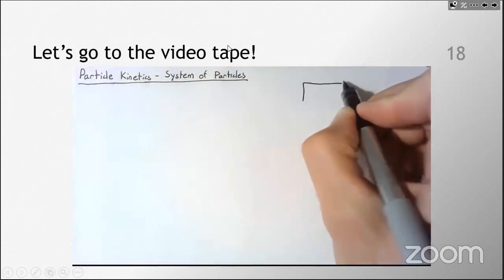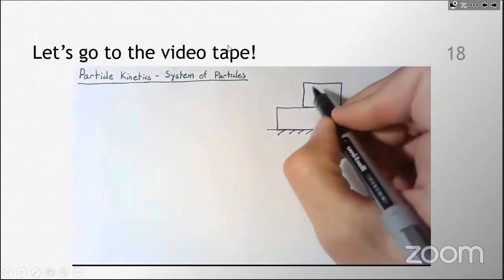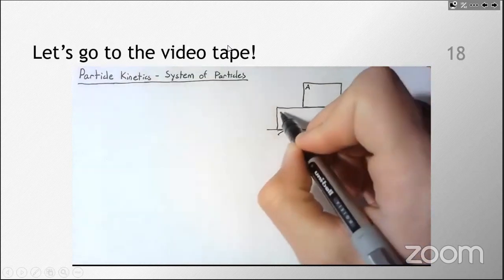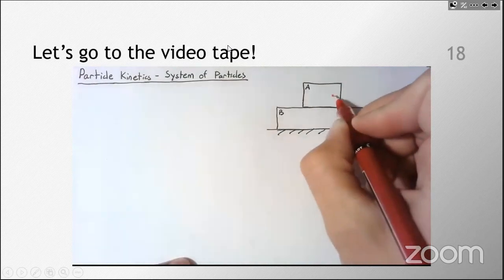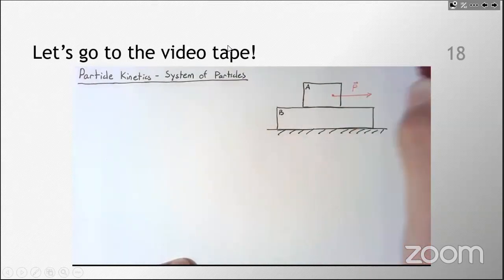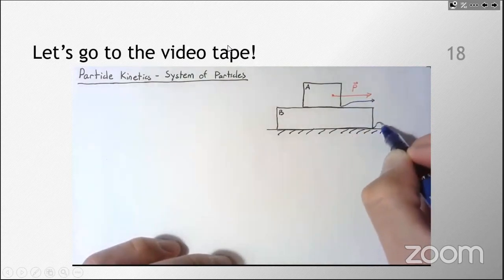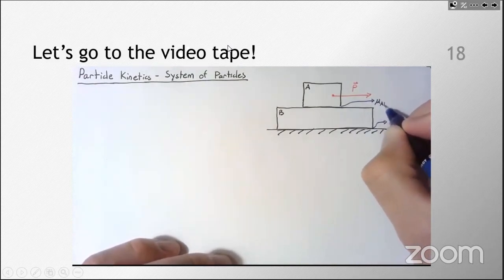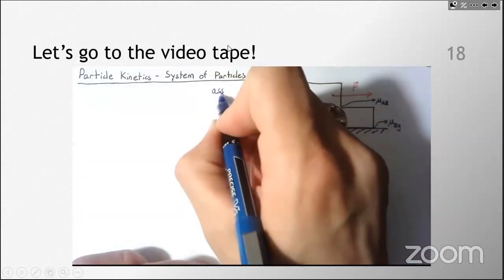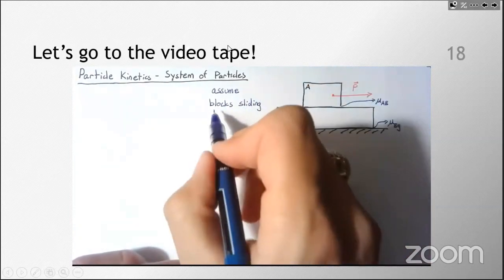The example that we're going to be looking at is a pair of boxes, one sitting on top of the other. We need to give these labels, so I'm going to call the top one A and the bottom one B. And in this situation, we're going to have a force applied to block A that we're going to call P. And there's going to be some sliding that occurs between both block A and block B and the ground. So we need some coefficients of friction for those situations.